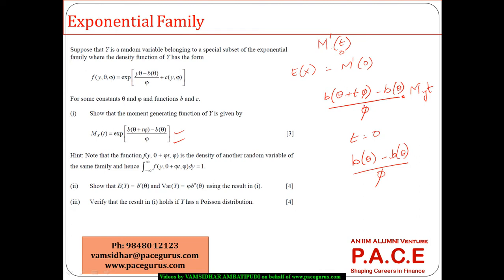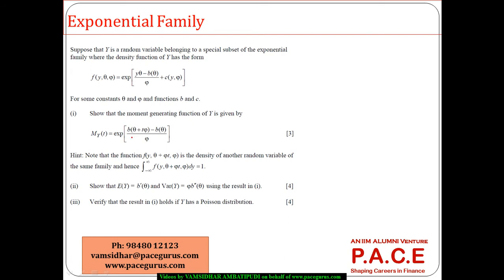Divided by, and here I have to even do a, b of theta plus, let's just try it out again, e to the power of this. So the differentiation of m dash is nothing but e to the power of this, which is m of t, and after that I am taking the differentiation of this with respect to t. I have to take the differentiation of this with respect to t.